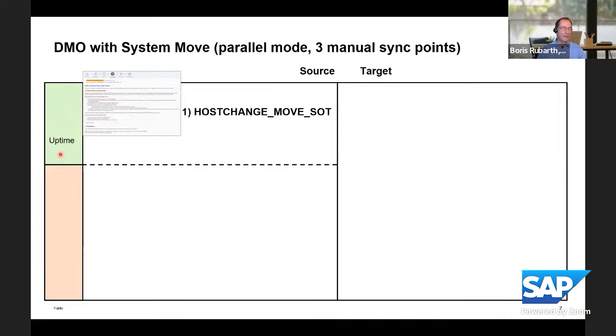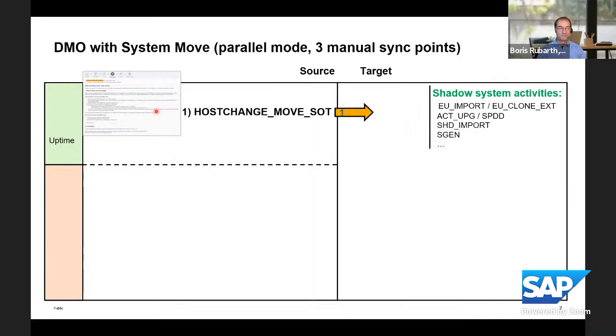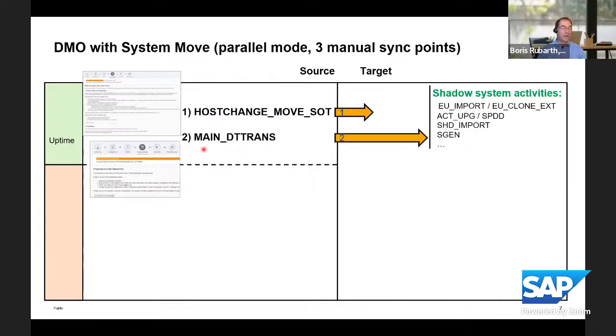You see here green, that is uptime for the source system, then red will be the downtime. There's this first dialog host change move SOT, where you do the first synchronization to the target. Then on the main downtime transfer, on the downtime dialog, you do the second synchronization. Then the shadow system activities will be started in the target, and you still wait on the downtime dialog of the source. So source system is still available for end users until the target Software Update Manager is telling you, I'm waiting now for importing into the target.